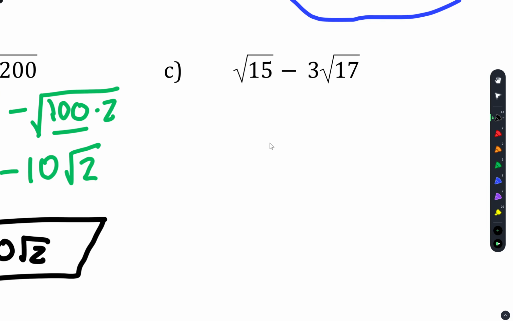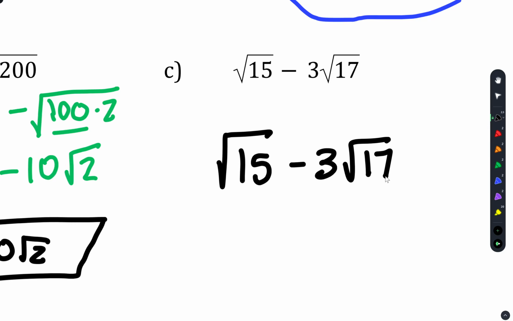Take a look at letter C. Are they currently the same? No. So I can't do anything with them yet. So I'm going to take a look at 15. Is 15 all the way simplified? Are there any perfect squares that go into 15? No. So I'm going to rewrite 15. Square root of 15. That's as simplified as it goes. Okay, look at 17. Are there any perfect squares that go into 17? No. So that is also all the way simplified.